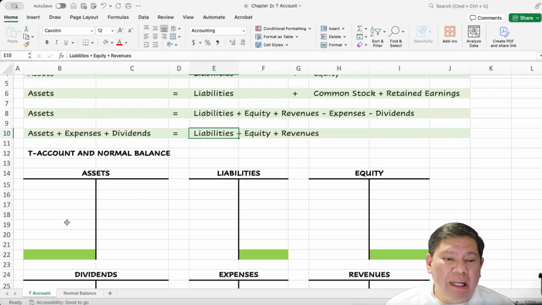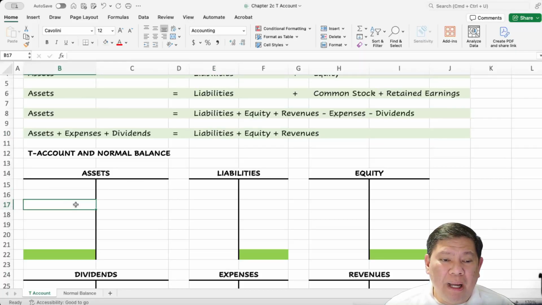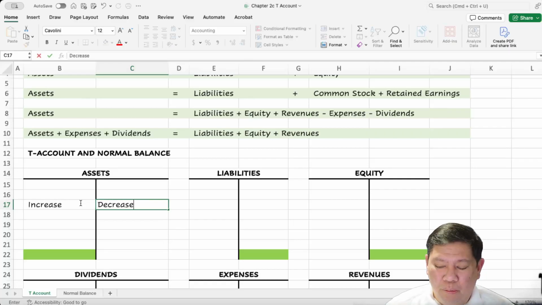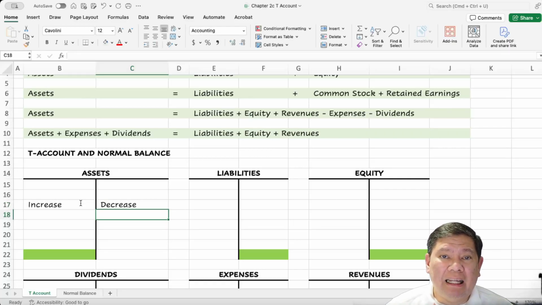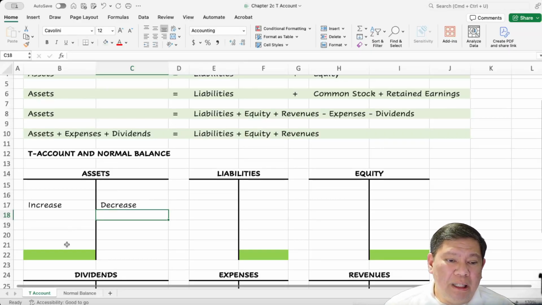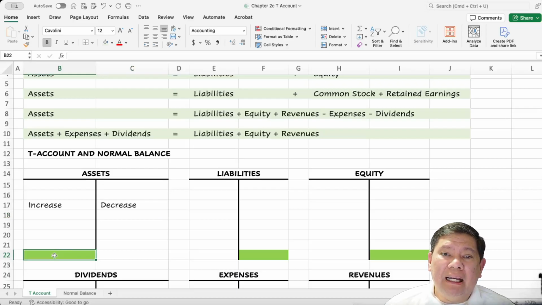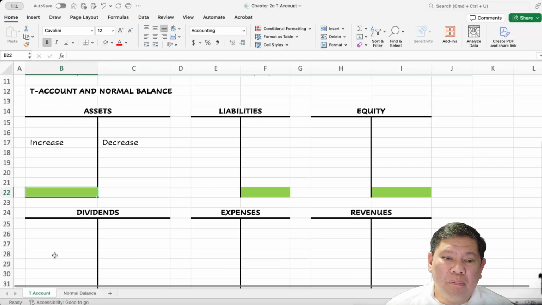Okay, what does that mean? Let's take a look at the assets with the debit normal balance. That means when there is an increase in assets, we will put it on the left-hand side, and when there is a decrease in assets, we will put it on the right-hand side. That's a debit normal balance. And normally, the ending balance is on the green area here, on the left-hand side.